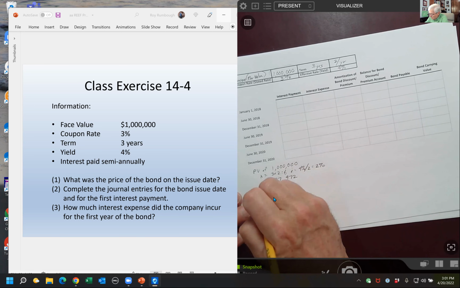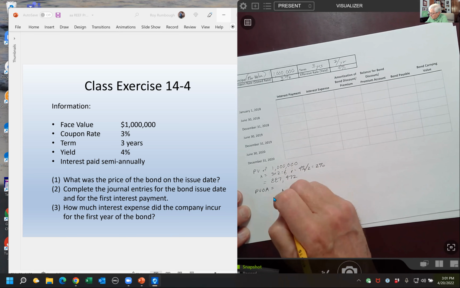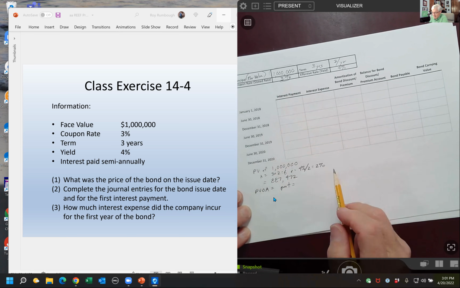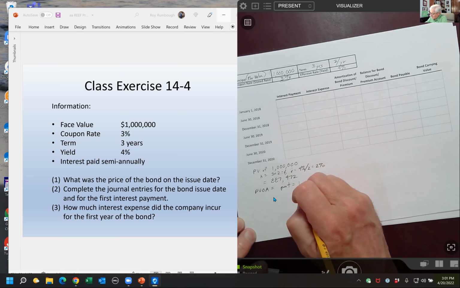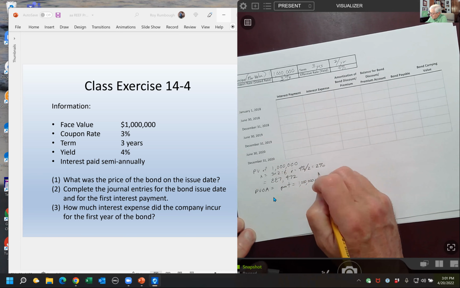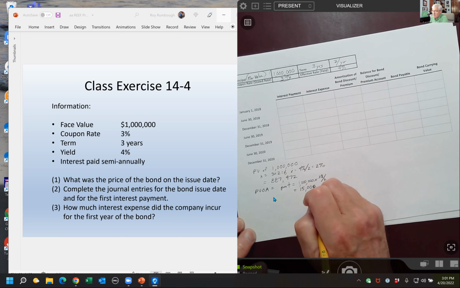And then we got an ordinary annuity because payment is at the end of the period. The payment comes from here, and that's going to be 1 million times 3%, divided by 2. That 3% of $1 million will be 30,000. Divide that by 2, the payments are going to be 15,000.